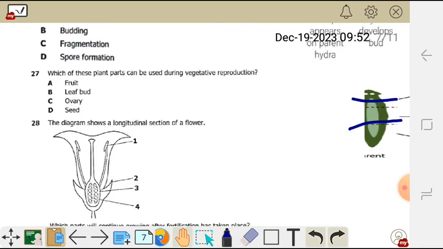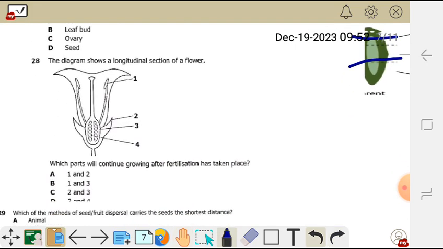Question 28. Question 28 reads, the diagram shows a longitudinal section of a flower. This is a longitudinal section of a flower. Which parts will continue growing after fertilization has taken place?